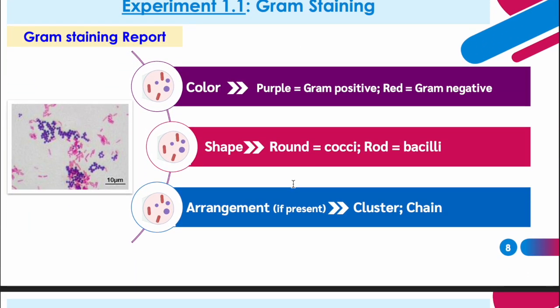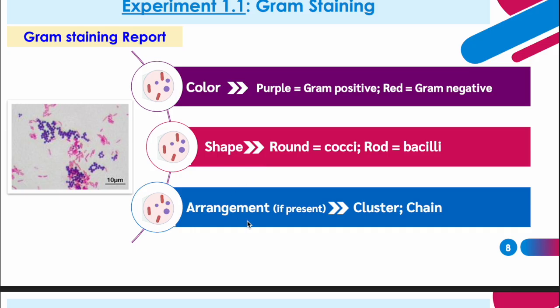And how to report it? You need to report the color, which is gram positive or gram negative. Gram positive, you see the purple color, and the gram negative one, you see the red. For the shape, if it's round shape, you report it as cocci. If it's a rod shape, you report it as bacilli.